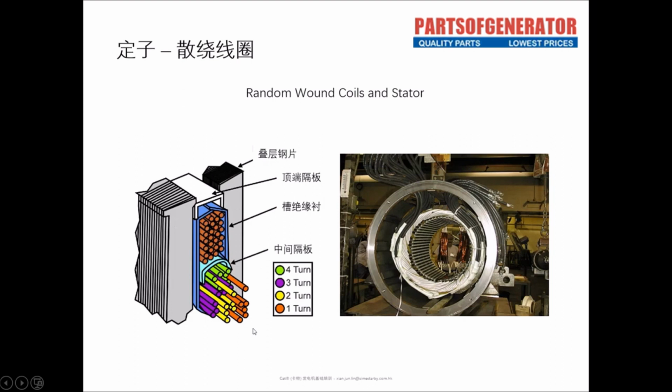Modular wound coils and random winding coils. Let's first take a look at what a scattered coil is. The picture on the right is a stator with scattered coils. This photo was taken when it was still a semi-finished product. We can see that the coils of the stator have been wound up. If we look at the local cross-section of the stator coil, it will be like this.